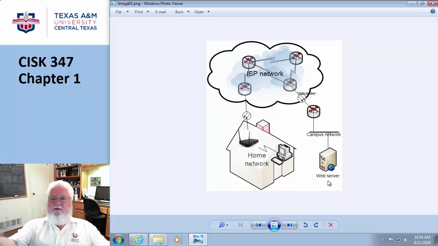So that's a good example of 3 different networks at play: the network inside my house, the network at the university where Blackboard is, and then the big network in the sky, which we don't really directly play with, but we definitely use it. Okay.